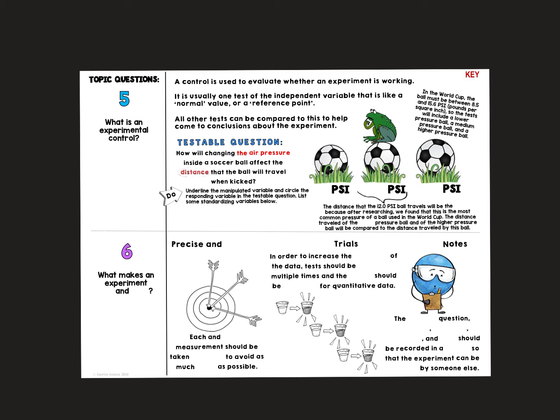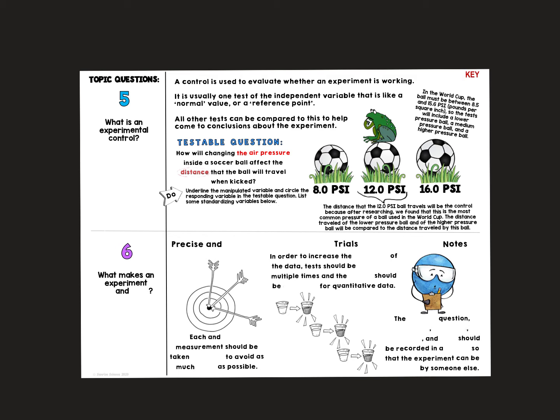The distance that the 12 psi ball travels will be the control, because after researching, we found that this is the most common pressure of the ball used in the World Cup. The distance traveled of the lower pressure ball and the higher pressure ball will be compared to the distance traveled by this ball. In this case, the lower pressure ball will be 8 psi and the higher pressure ball will be 16 psi. Notice how the experimental balls are just outside of the recommended pressure.